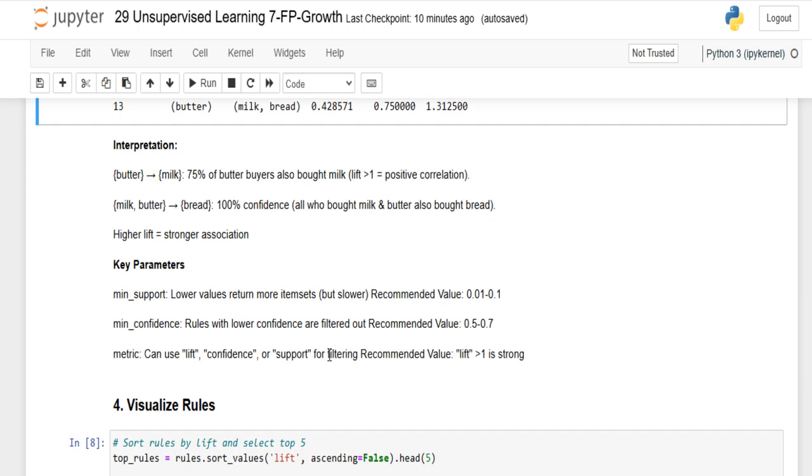Now we have some key parameters that can be changed here. Minimum support: a lower value returns more item sets. The recommended value is between 0.01 and 0.1. Minimum confidence: rules with lower confidence are filtered out. Recommended value is 0.5 to 0.7. We use 0.6, which is better in the range. For the metric, we can use lift, confidence or support for filtering. Recommended value is lift greater than 1, which is strong.